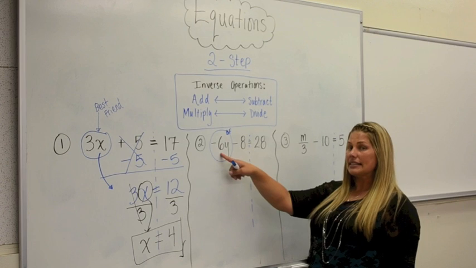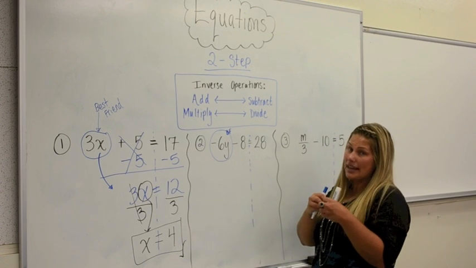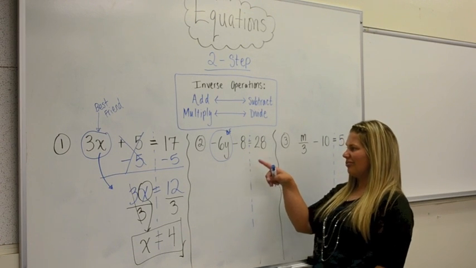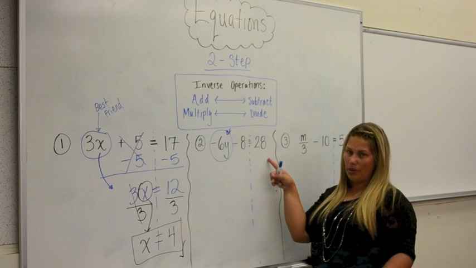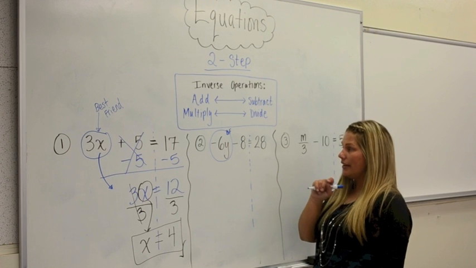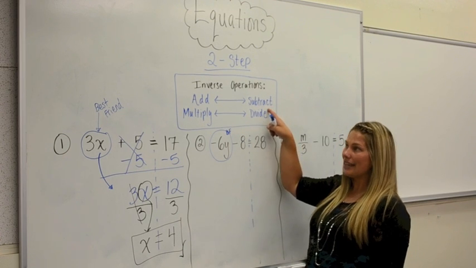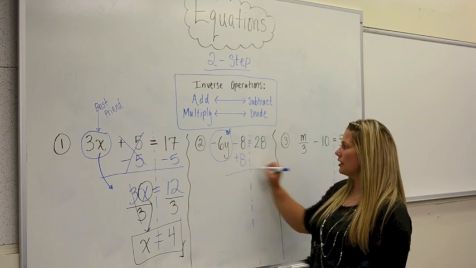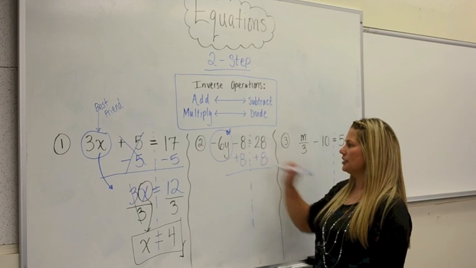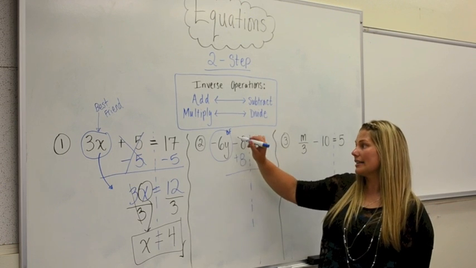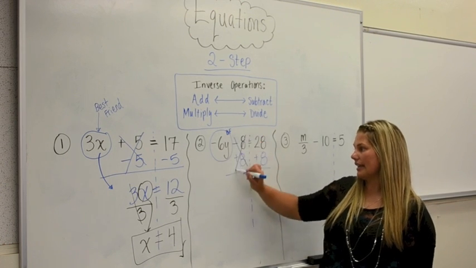If negative 6 is the best friend, we keep the negative 6, but we have to get rid of the other one. Well, 28 has nothing to do with y, so I don't care about that one. I need to get rid of this negative 8. And how do you get rid of a subtract 8? Adding 8. And what you do to one side, you have to do to the other. So different sign, subtract. Negative 8 and positive 8 can cancel out.